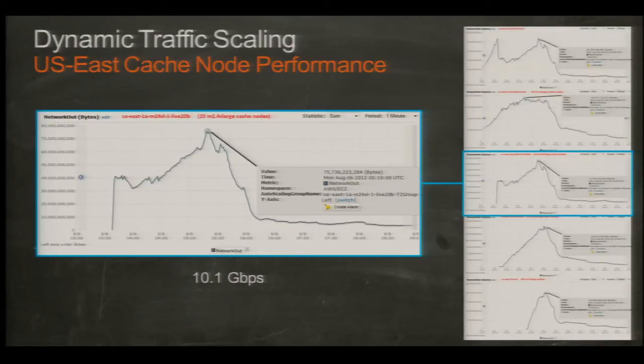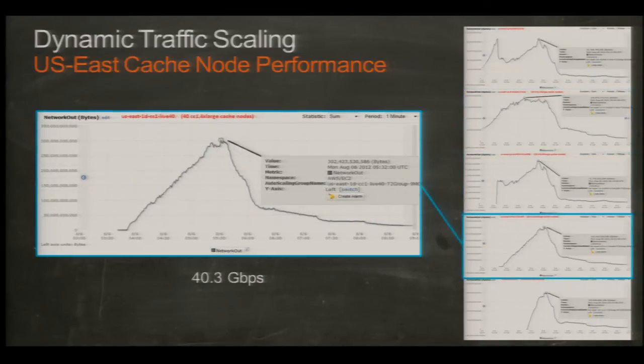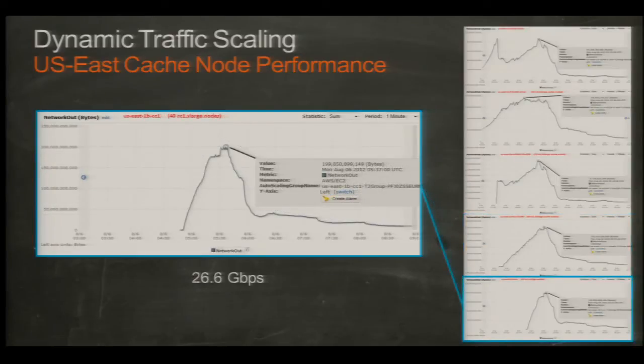So you can see we had a few, like this was 25 gigabits per second of live traffic, 10 gigabits, 40 gigabits, 26.6 gigabits. So all in total, and this is just in US East, this gave us 110 gigabits per second of traffic at a peak.